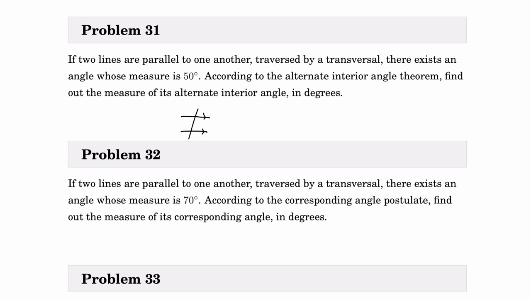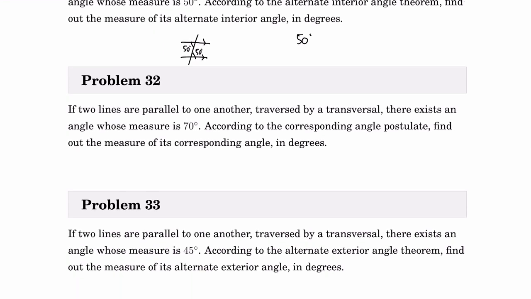And because we're using something called the AIA theorem, let's just mark out the AIA theorem. I think I should mark 50 degrees inside here. According to the AIA theorem, unlike the corresponding angle postulate, if two lines are parallel, then the alternate interior angle pair are also going to be congruent to each other. So our answer for this question must be 50. So we move on to problem 32.